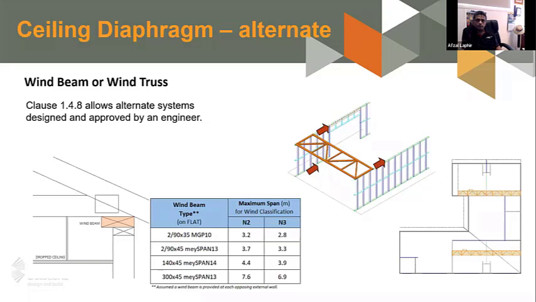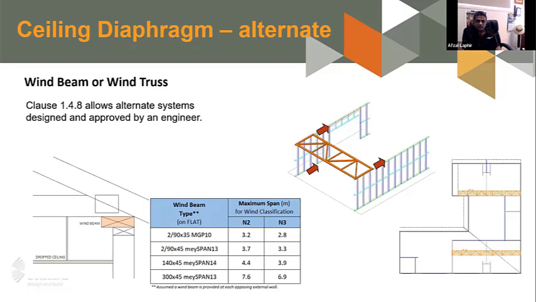And so if the connections are inadequate or the spacing of bracing bolts exceeds AS1684 limits, then clause 148 allows alternate systems designed and approved by an engineer. So we can consider either a wind beam, which I'm sure a lot of people use along stair voids and so on, but in a roof ceiling application, they can be used on the flat and made far more efficient. But when it comes to long spans, then obviously wind trusses, which have been used for a very long time.